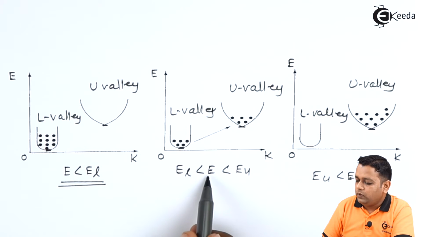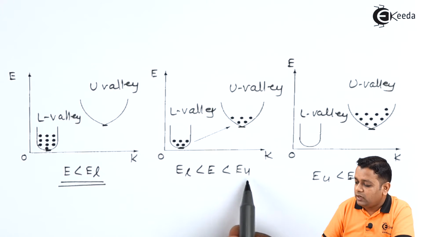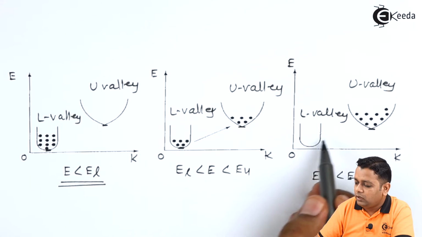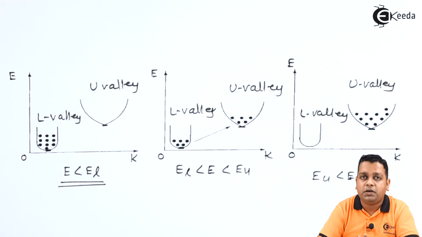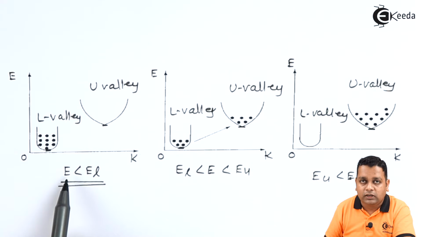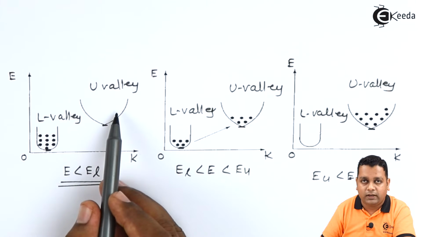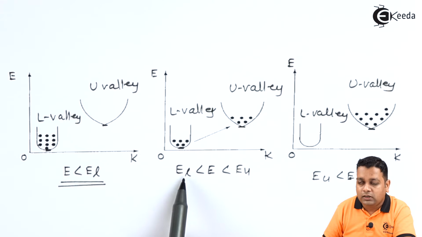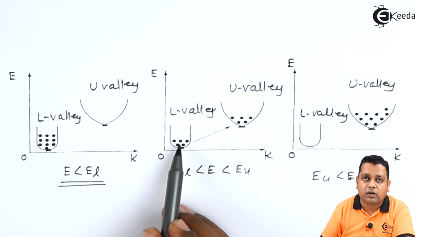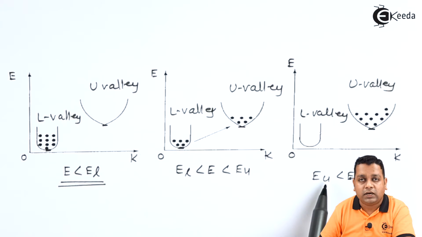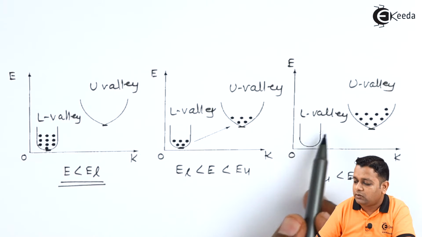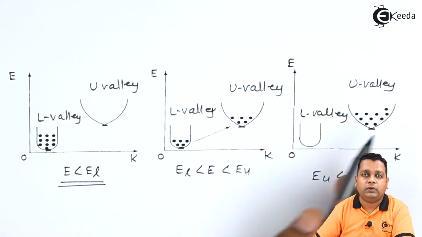So when E is greater than EL as well as greater than EU in the third case, all electrons have got shifted to the upper valley. So we can say that here it is the complete transfer of electrons from the lower valley to the upper valley. We can simply summarize that when E is less than EL, no electron moves from the lower to the upper valley. When E is greater than EL but less than EU, few of the electrons start moving from the lower valley to the upper valley, and when it increases so that it is greater than EL as well as EU, all the electrons have shifted to the upper valley from the lower valley.